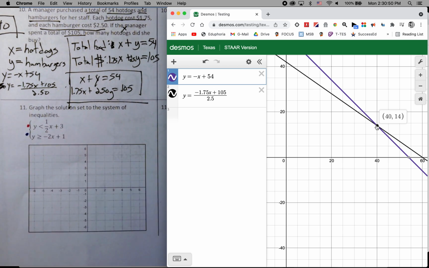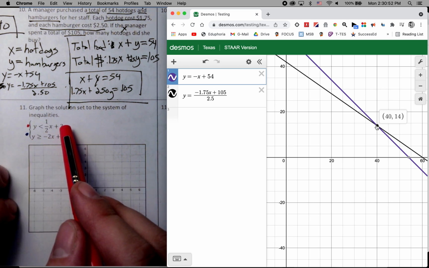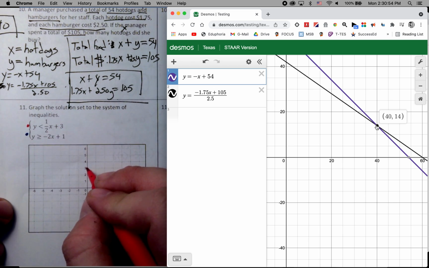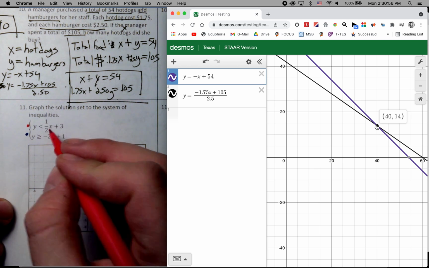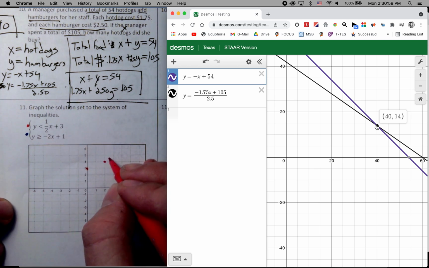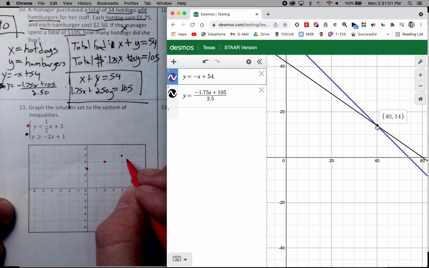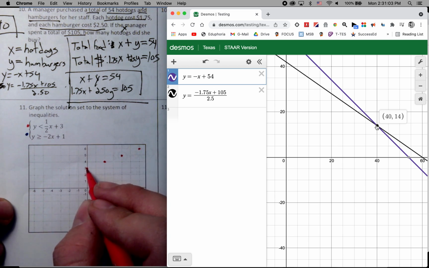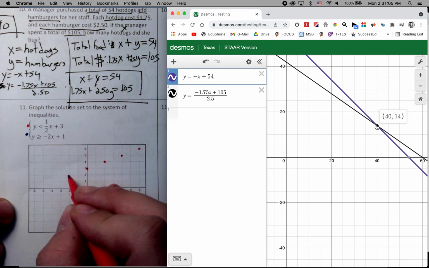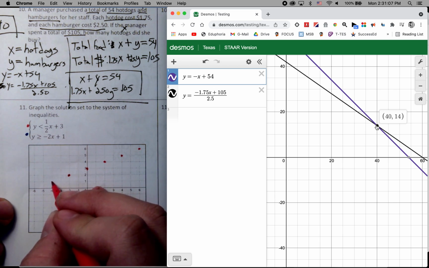Okay, so I start at 3 there. It's going up 1, right 2. Up 1, right 2. Up 1, right 2. It's also going down 1, left 2. Down 1, left 2.